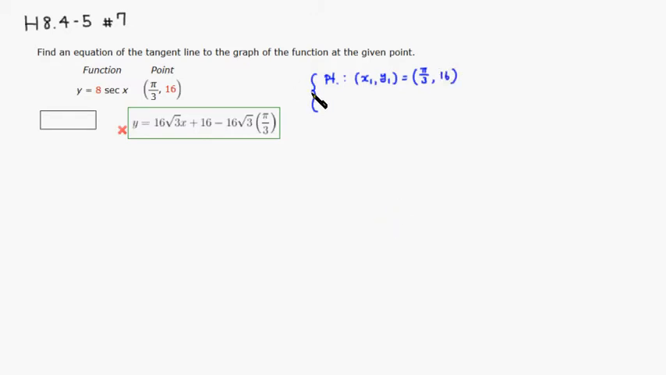Then we need to find a slope. I'm going to call it m. So we need to find the derivative. The derivative would be dy over dx, and then you just need to plug in x equals pi over 3. So let's do that. We want to find the derivative. I'm going to just call it y prime.